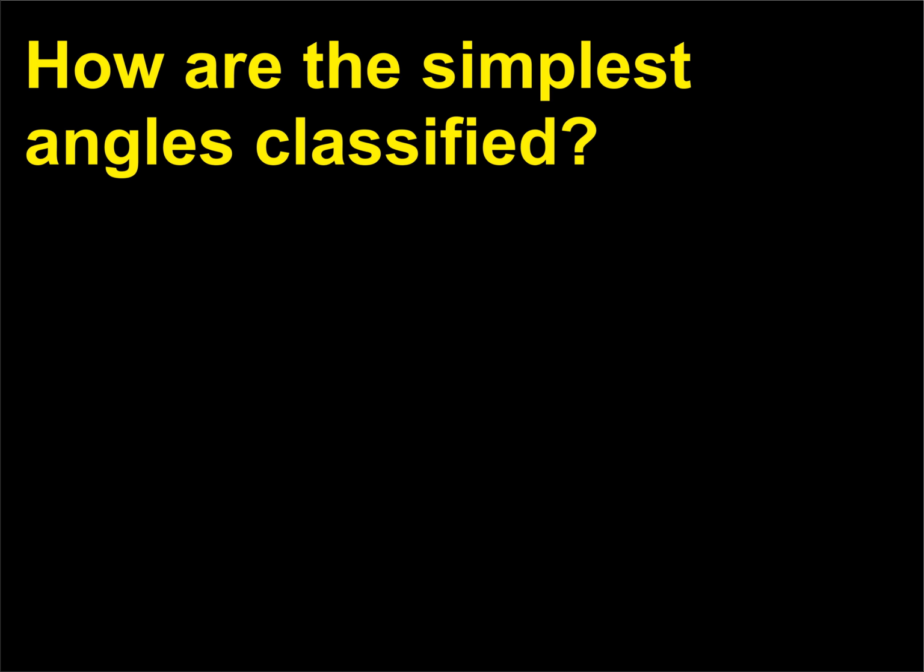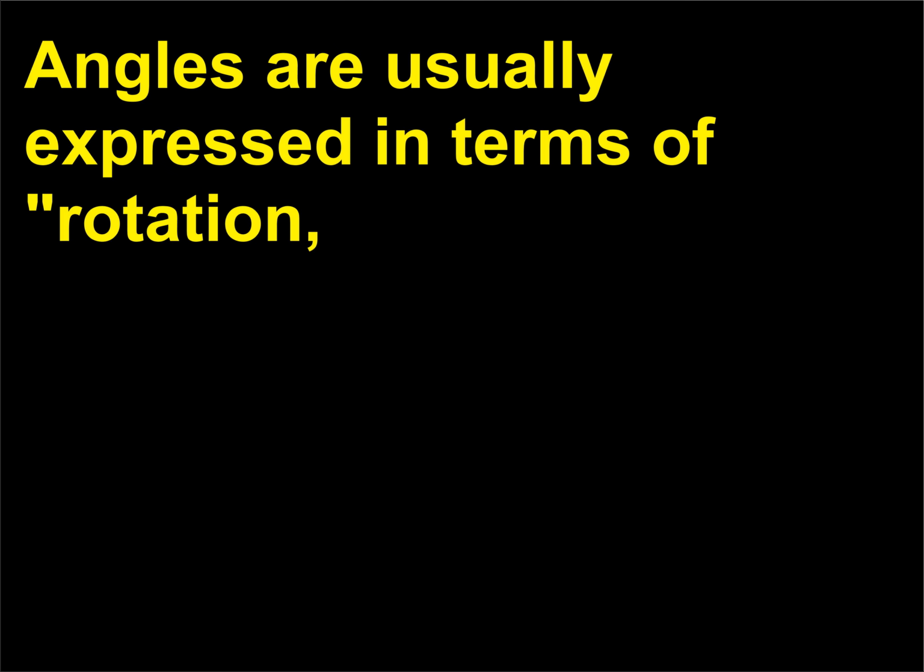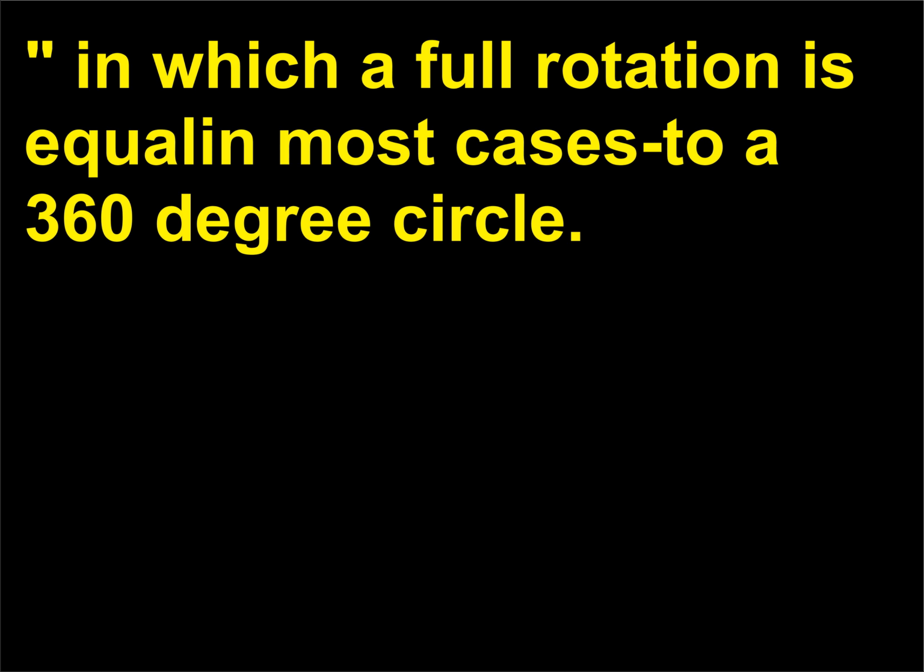How are the simplest angles classified? Angles are usually expressed in terms of rotation, in which a full rotation is equal in most cases to a 360-degree circle.